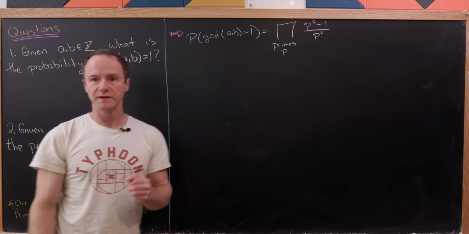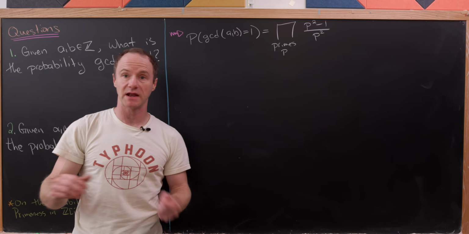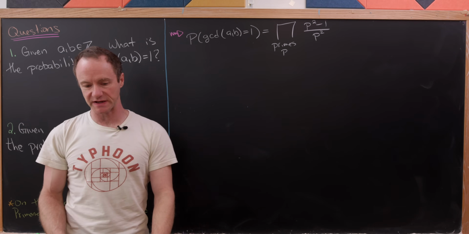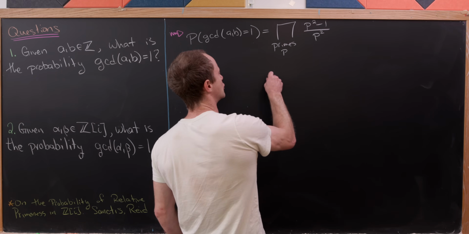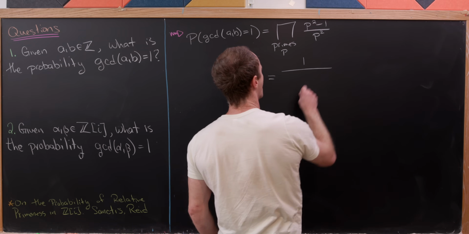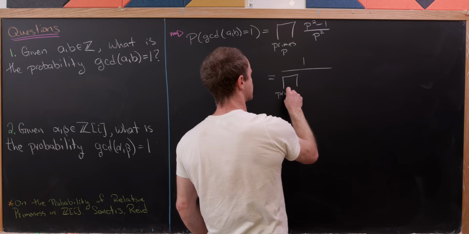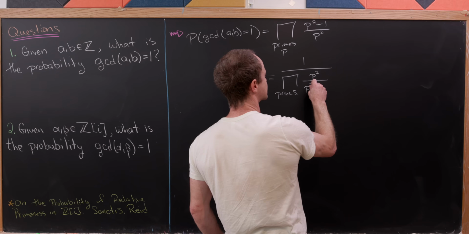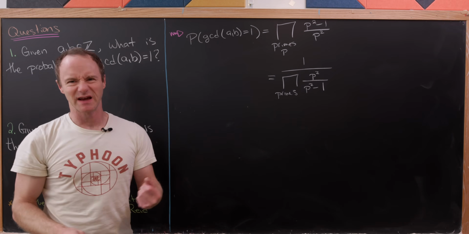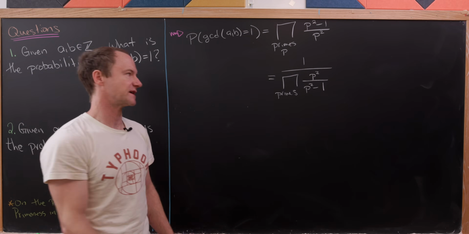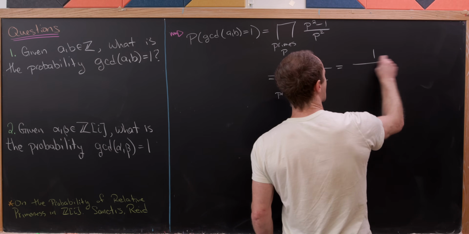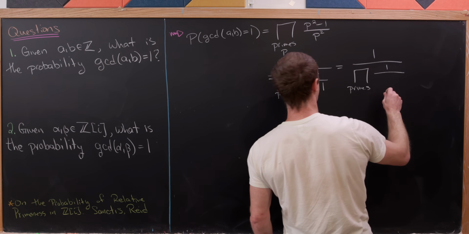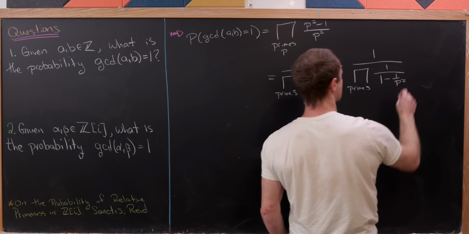So let's do that. This is where we ended up: the probability that a and b are relatively prime is equal to the product over all primes of (p squared minus 1) over p squared. Now I'm going to write this in kind of a goofy way. I'm going to write this as 1 over the product over all primes of p squared over (p squared minus 1). I can definitely do that; I'm essentially just taking the reciprocal twice. But now I can rewrite that as 1 over the product over all primes of 1 over (1 minus 1 over p squared).